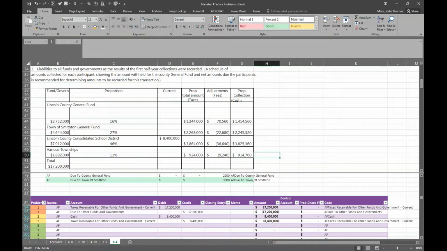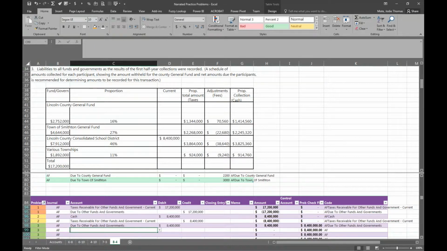Okay, so let's record our specific liabilities. All right. So the first thing we're going to do is remove some of this due to other funds and government. This kind of catch-all liability that we recorded at the beginning of the year, we're going to debit it for the amount that we now know the specifics for, that we now know exactly how much is going to be owed to the various governments. So we're going to debit that.